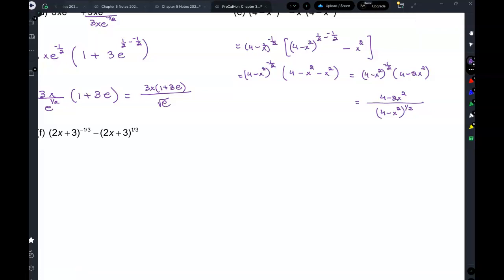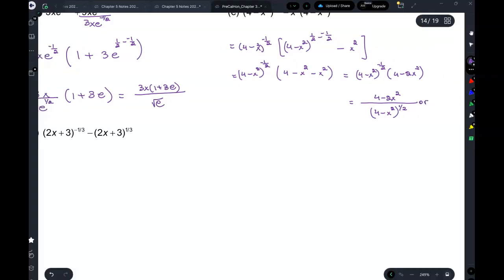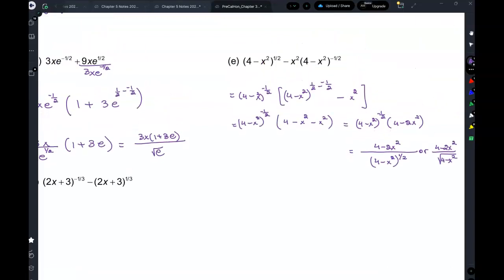One other thing before I take questions, you can also write this as 4 minus 2x squared over the square root of 4 minus x squared. Okay, yes. And then, why didn't you cancel out the first 4 minus x squared? Because it's a positive. Oh, yeah, because this is a positive half. This is a negative half. Is that what you mean? I guess. It's just a lot of numbers. It's a lot of numbers.